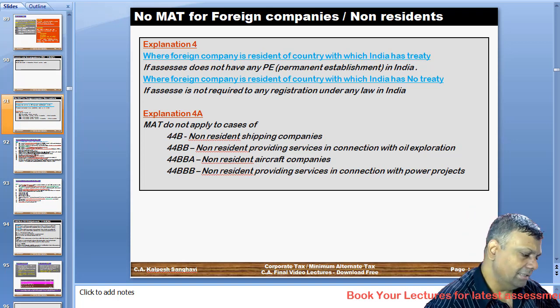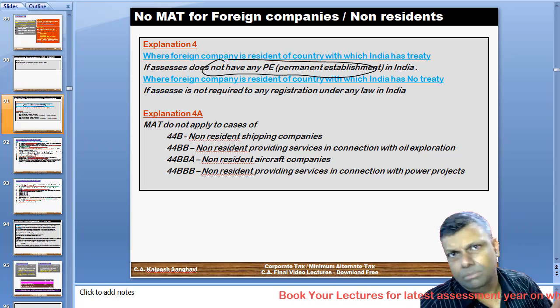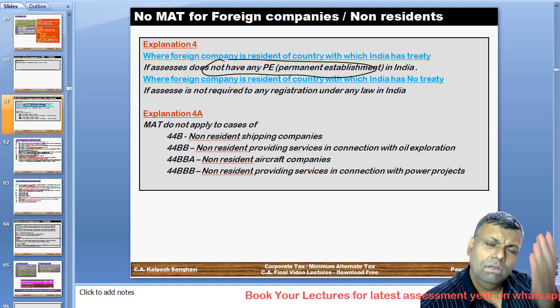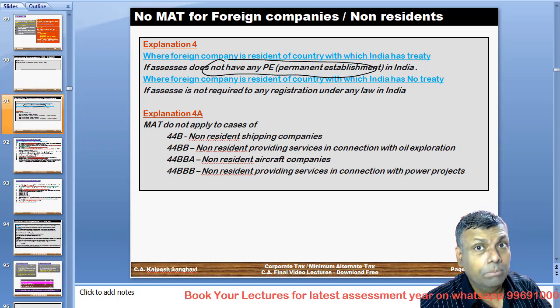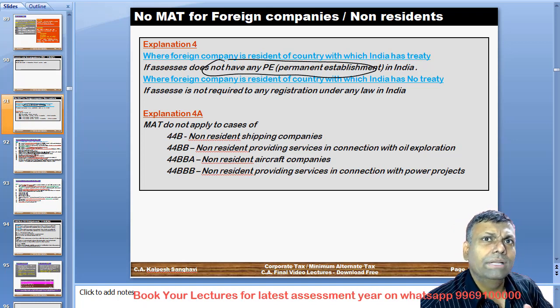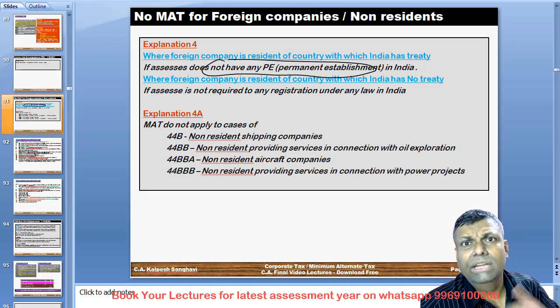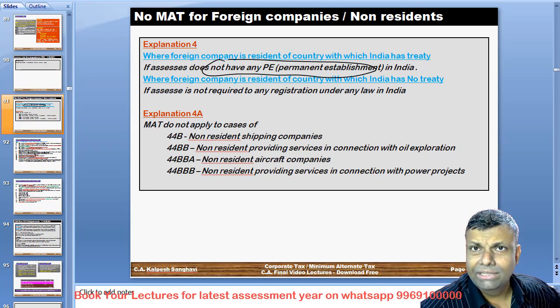In that case, the assessee should not have any PE in India, then MAT will not apply. But our assessee has already got a PE in India, no doubt about that. That means MAT will apply. Okay, let us assume that, for example, with India and Netherlands, there is no double taxation treaty.